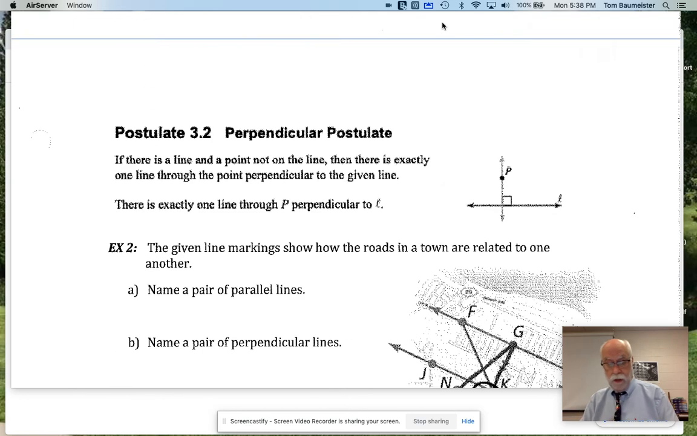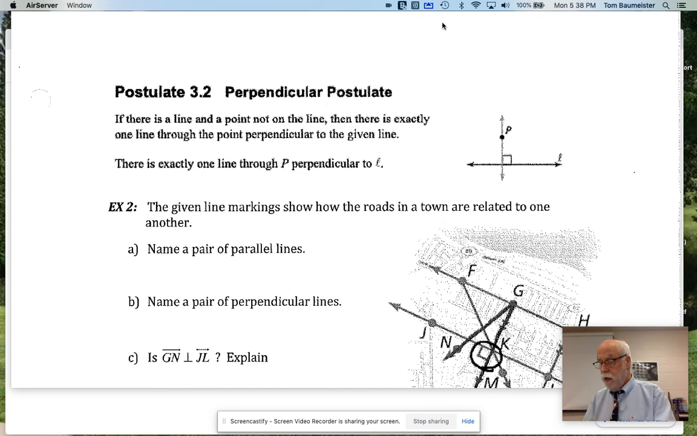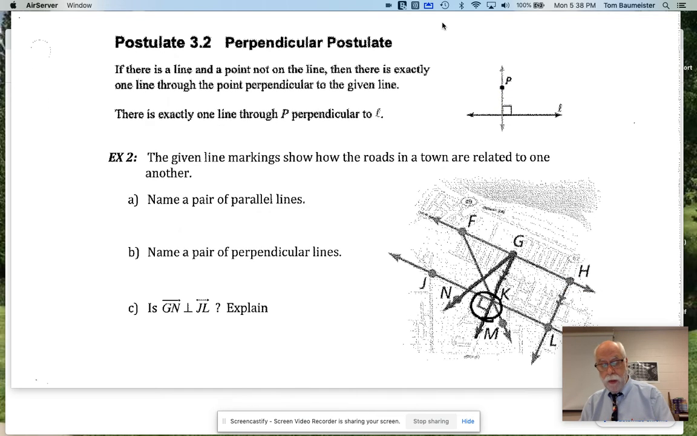So that's that postulate, and then there's the perpendicular postulate. The perpendicular postulate states if there is a line and a point not on the line, then there is exactly one line through the point perpendicular to the given line. So there's only one line, just like I was telling you earlier with the parallel, there's only one that's perpendicular. And again, this one's 90 degrees, it might be 89 degrees, right? But we know it's still not perpendicular, only one, all right?